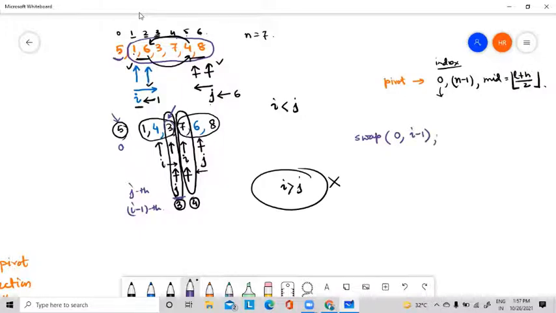Okay, so after interchanging this 2, 3 and 5, what is the picture? The picture is like this. In this side, 3, then 1, then 4. Here comes the 5. Then in this side, 7, 6, 8.